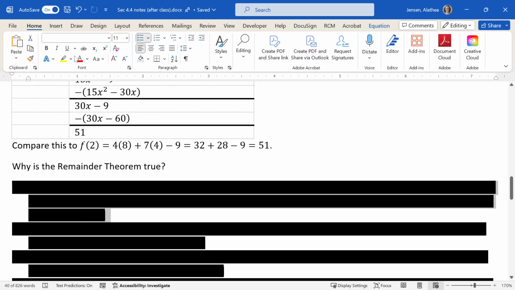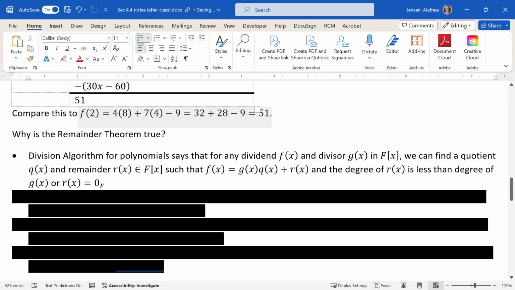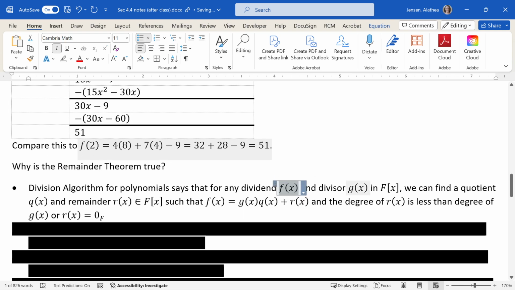So first of all, looking at the division algorithm for polynomials, it says that if we have any dividend, that's the thing being divided, f of x, and any divisor g of x in a polynomial ring where the coefficients are coming from a field, then we can find a quotient q of x and a remainder r of x in that same polynomial ring that satisfy this equation. This is the same as the a equals bq plus r equation that we had for integers, but with polynomials. So f of x equals g of x times some quotient polynomial plus some remainder polynomial.